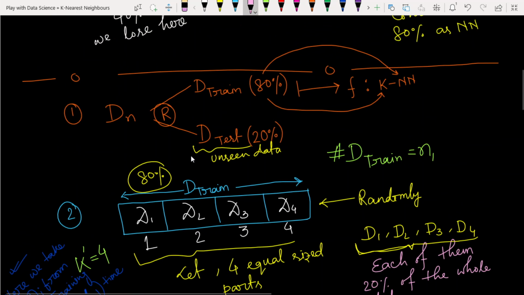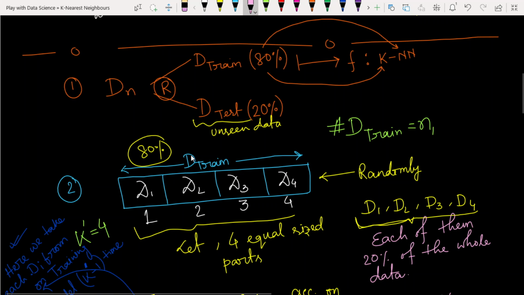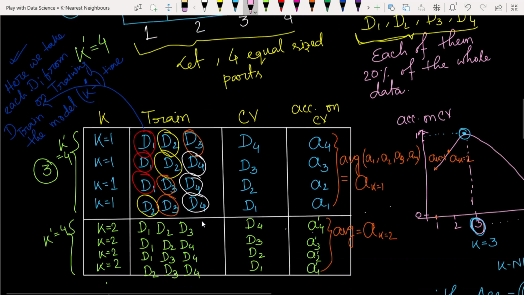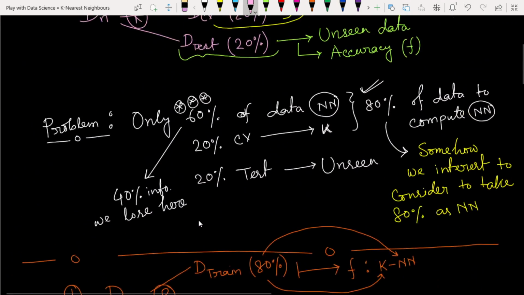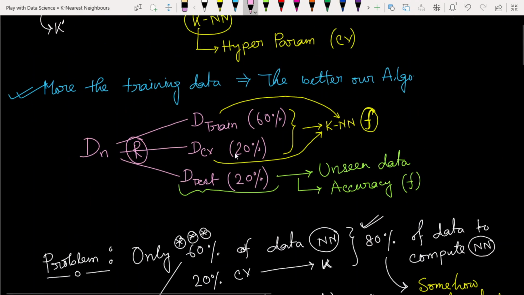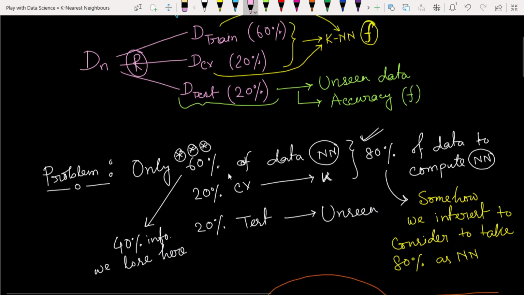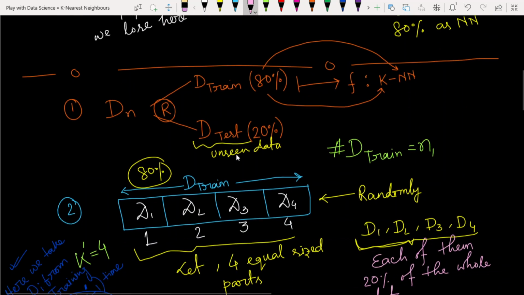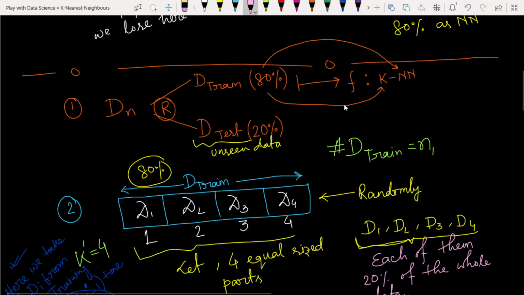In cross validation, we partition our data set into three parts. But here we use only 60% of the data as neighbor points, so we lose 40% of the information. To improve this, we use 80% of the data as our near points, and we also take 80% of our data to compute the k.